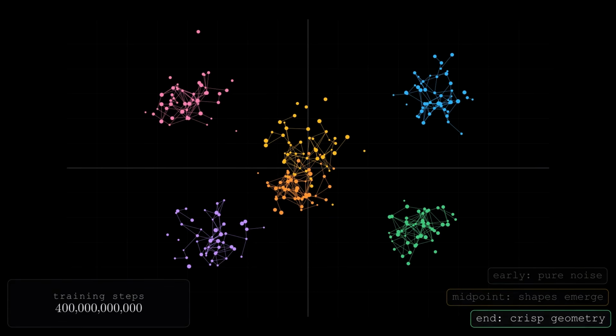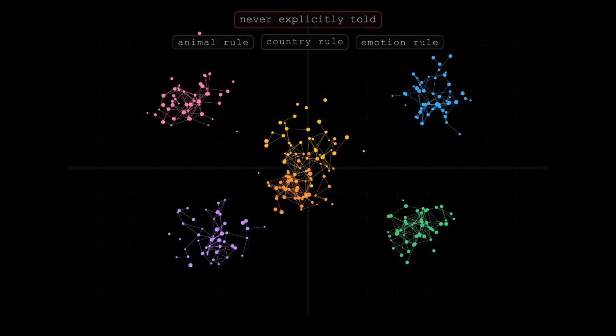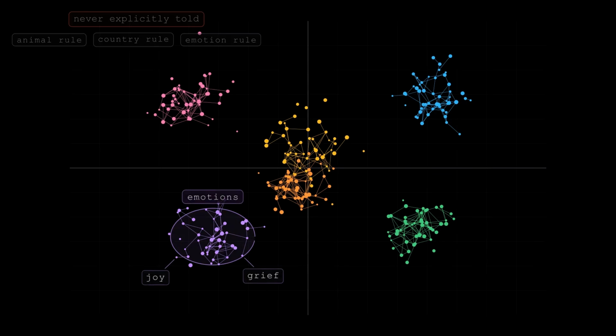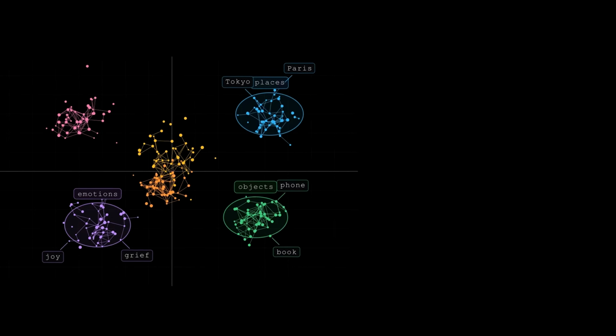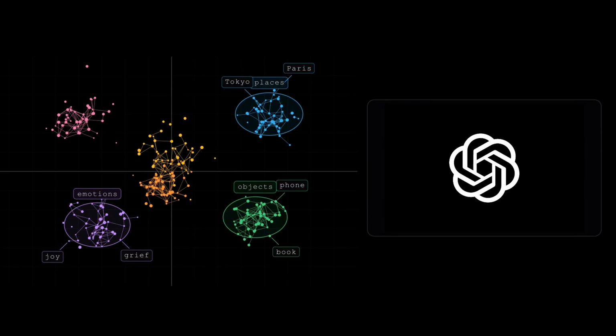Every relationship is precise. I want to reiterate this point though. The model was never told what animal means, never given a rule saying countries belong together, never shown that emotions form a neighborhood. Every category you saw in this map appeared spontaneously because words that mean similar things tend to appear near similar other words. Every benchmark you've ever seen for a language model, every leaderboard score, every capability claim is entirely downstream of this step going right.